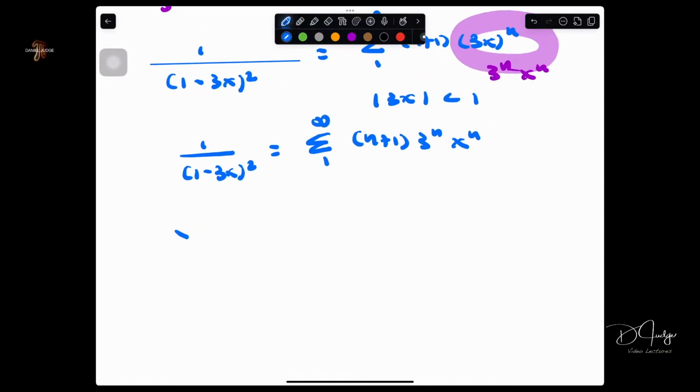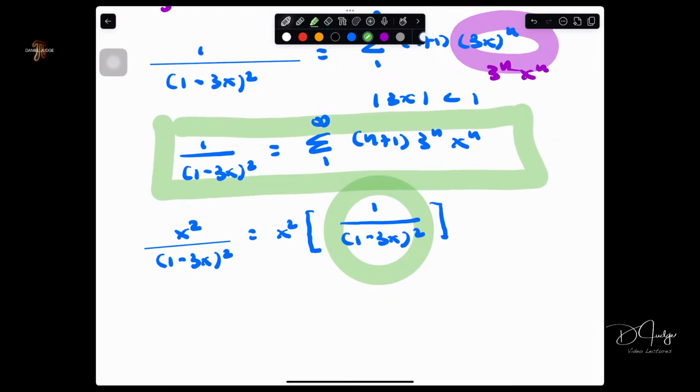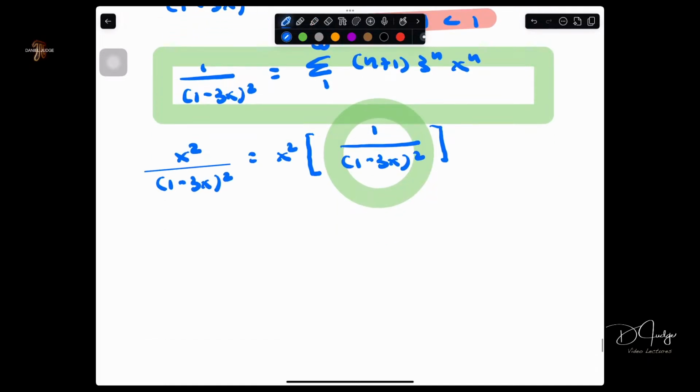So, x squared over 1 minus 3x becomes x squared times 1 over 1 minus 3x. We need the power series expansion for this. And we already found it. Yes, it's going to be good only for this interval, and we'll see what that interval is. But doing some algebra.